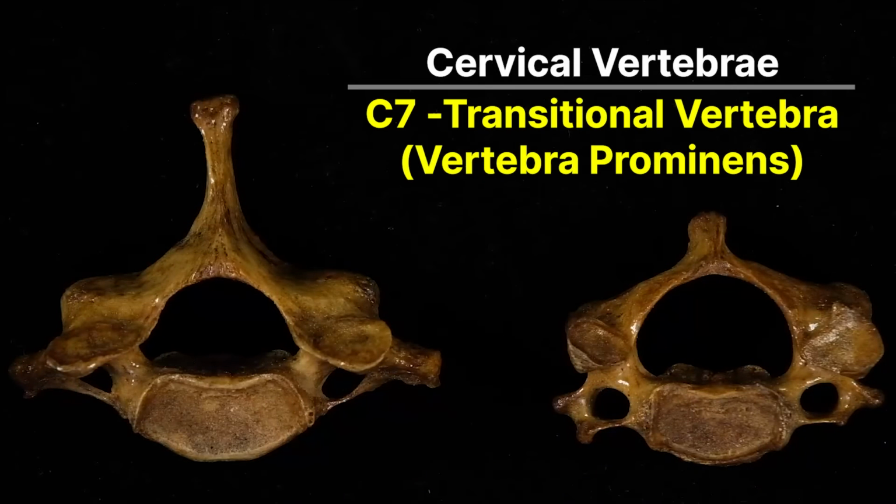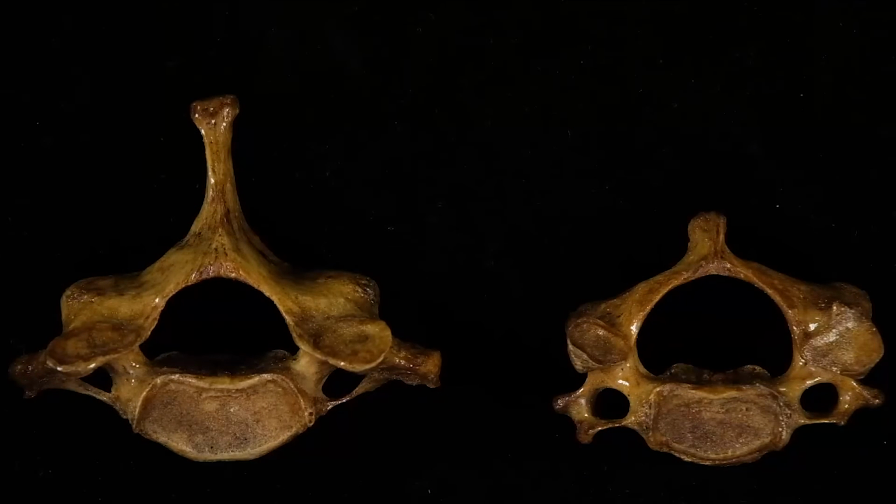Let's demonstrate the features of the transitional cervical vertebra, or the seventh cervical vertebra. This vertebra is called transitional because the change in vertebral morphology from cervical to thoracic occurs from this vertebra. This is called vertebra prominens because, just compare the spinous process of this with a typical cervical vertebra. A typical cervical vertebra has a short bifid spine, whereas here the spine is elongated.